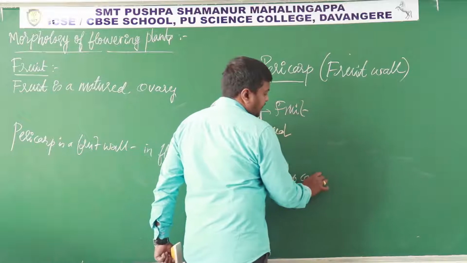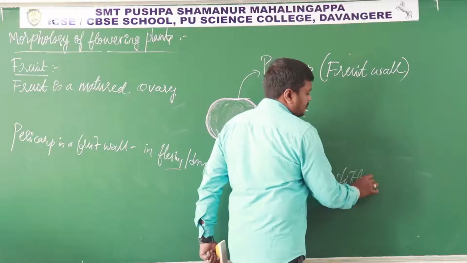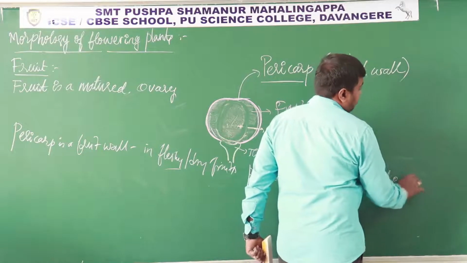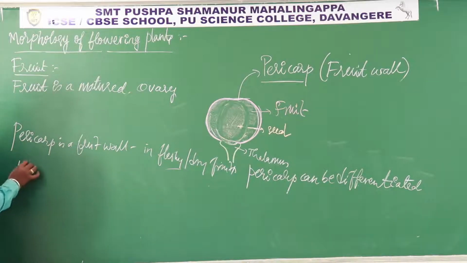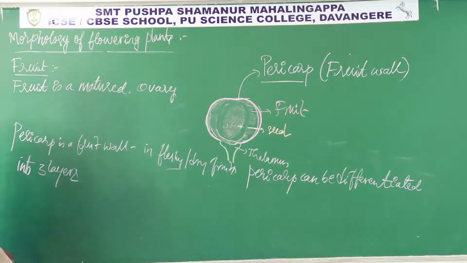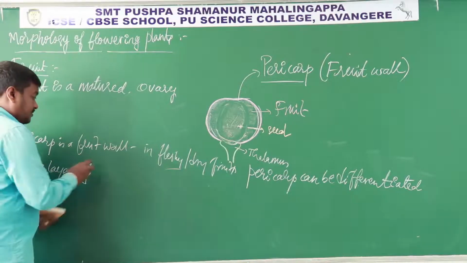the pericarp can be differentiated into three layers. So which are the three layers?